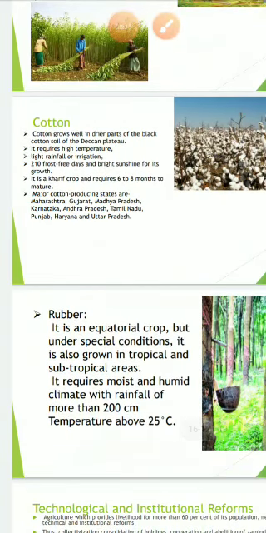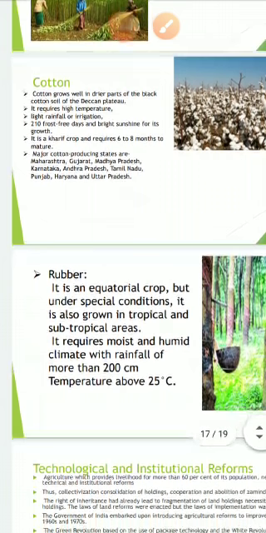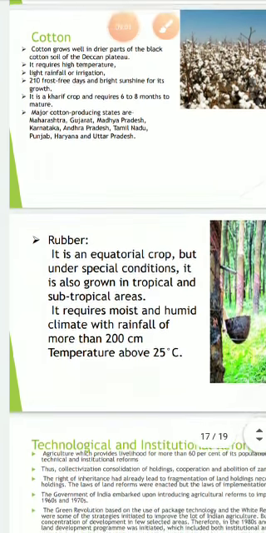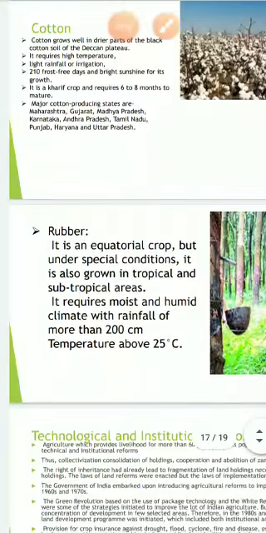Cotton. Cotton grows well in the drier parts of the black cotton soil of the Deccan Plateau. It requires high temperature, light rainfall and irrigation, 210 frost-free days and bright sunshine for its growth. It is a kharif crop and requires 6 to 8 months to mature. Major cotton-producing states are Maharashtra, Gujarat, Madhya Pradesh, Karnataka, Andhra Pradesh, Tamil Nadu, Punjab, Haryana and Uttar Pradesh.